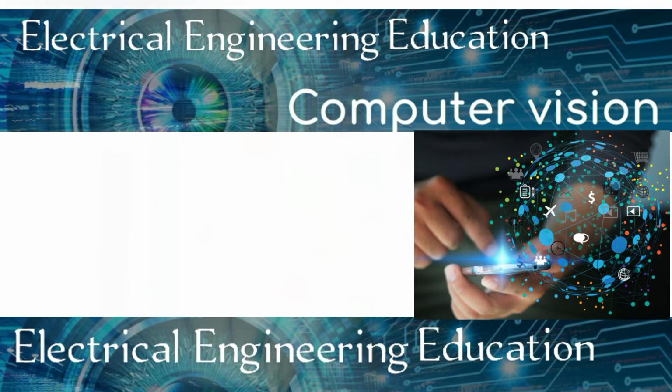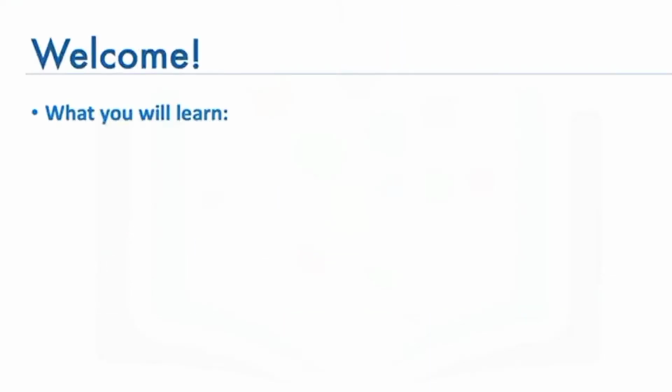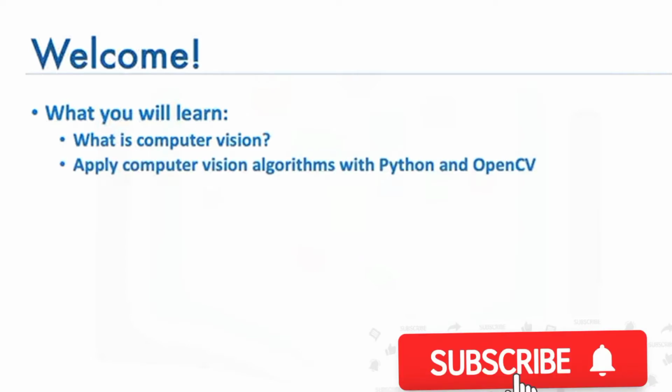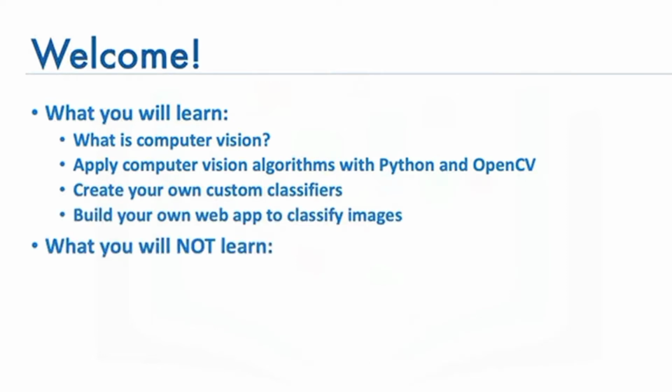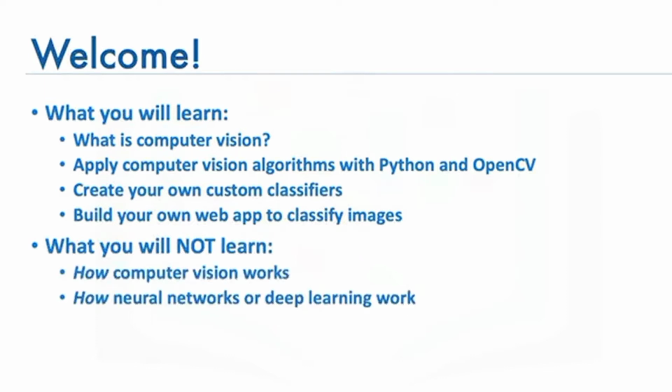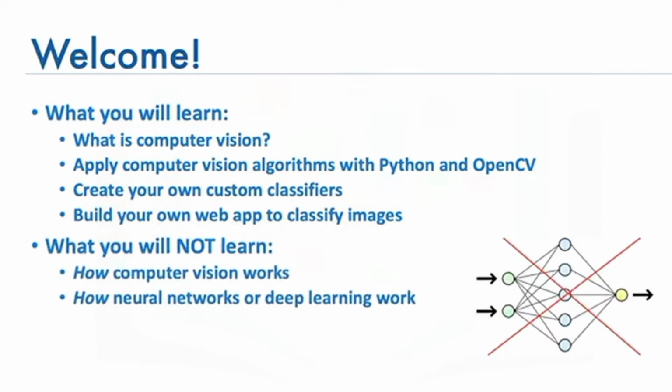So let's get started. After completing this course, you will understand what is computer vision, be able to apply and use computer vision algorithms with Python and OpenCV, know how to create your own custom classifiers that can be applied to business problems, build your own web app, classify images. What you will not learn: how computer vision works, how neural networks or deep learning work, math and statistics.